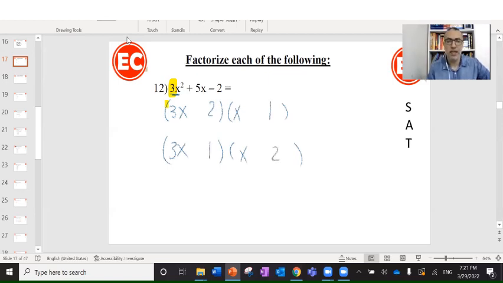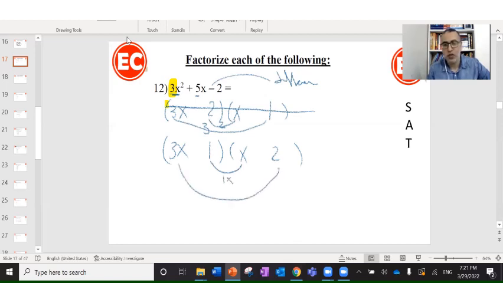Let's find the means and the extremes. Means here is 2 and extremes is 3. What is the difference? Because the last sign here is negative. What is the difference between 3 and 2? We will find that the difference between 3 and 2 is 1, not 5. So I'm going to cancel the first choice. Let's go to the second choice. 1 by x is 1x, and 3 by 2 is 6x. And the difference between 6x and 1x is 5x. So here is the right choice.